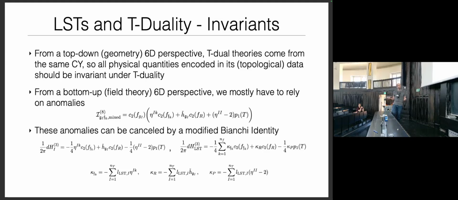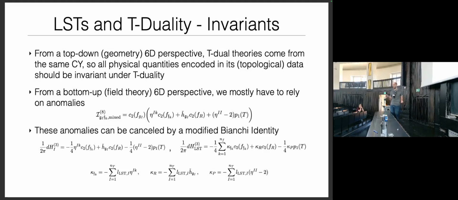From the bottom up, what we do have is just the anomalies as usual. So we have this anomaly polynomial here. In general, of course, these anomalies are non-zero, so you need to cancel them by modifying the Bianchi identities for H3 here. And there are well understood modifications. The tensors in here, there's a tensor that is singled out, and that is the tensor that has to do with the little string, meaning there's a non-contractible curve in here.